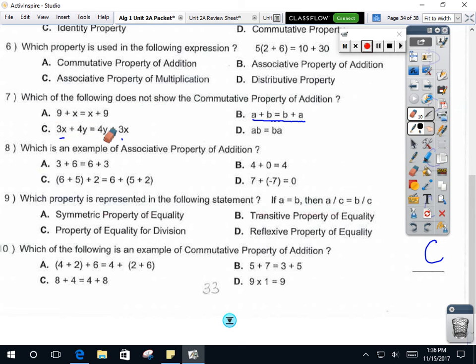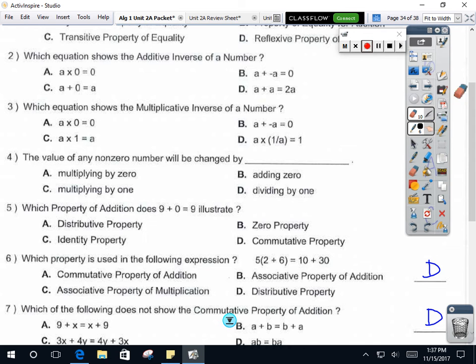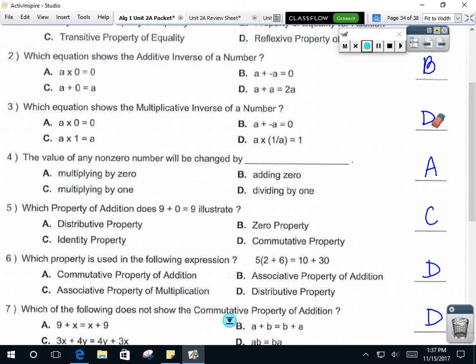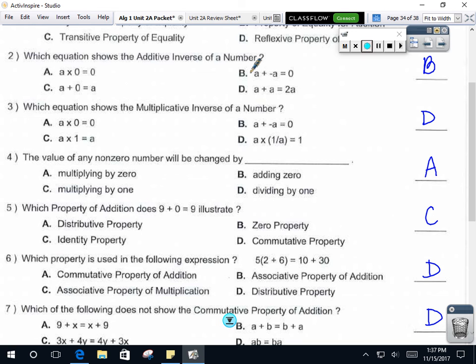All right, what other questions do you have? Number 3. Which equation shows the multiplicative inverse of a number? Okay, remember inverses, when you do inverse operations, what's your goal? To cancel it out, right? So isn't this the inverse? Oh, but that's not multiplication, so that's gone. This is multiplication, and it becomes a 1, which you would be able to cancel out, right? So it's D. Okay, any other questions?